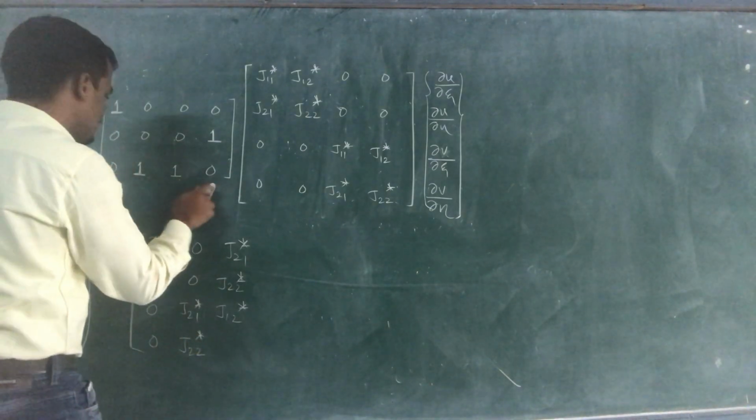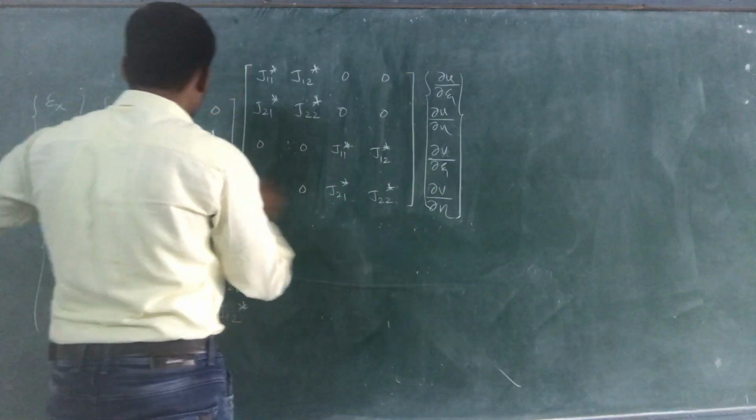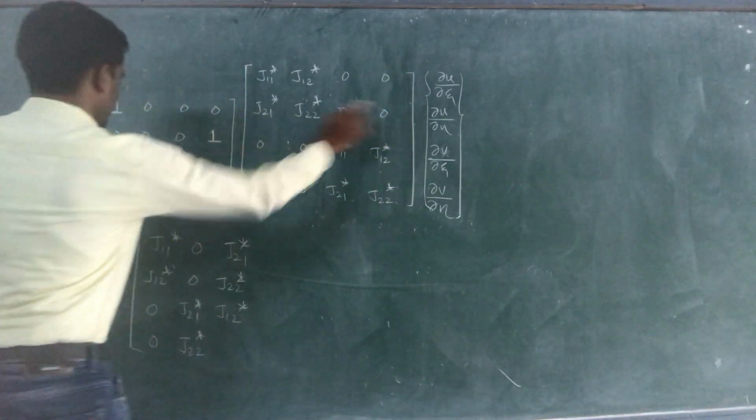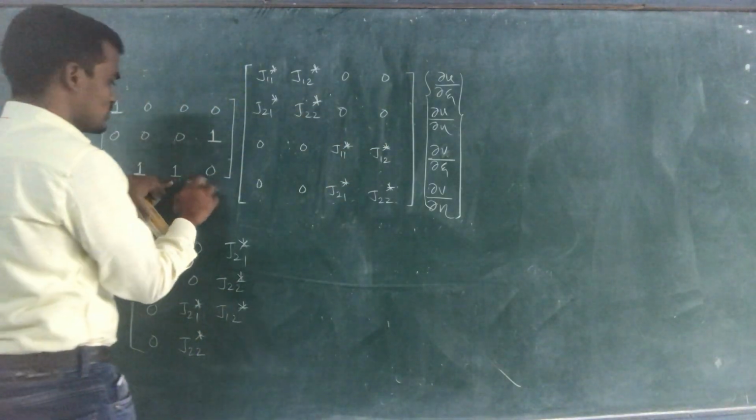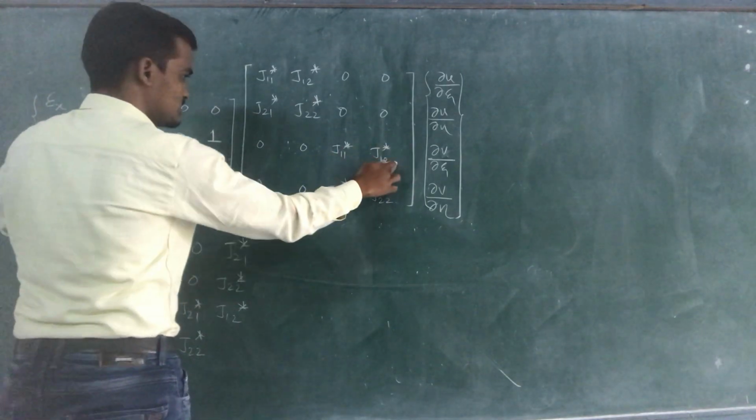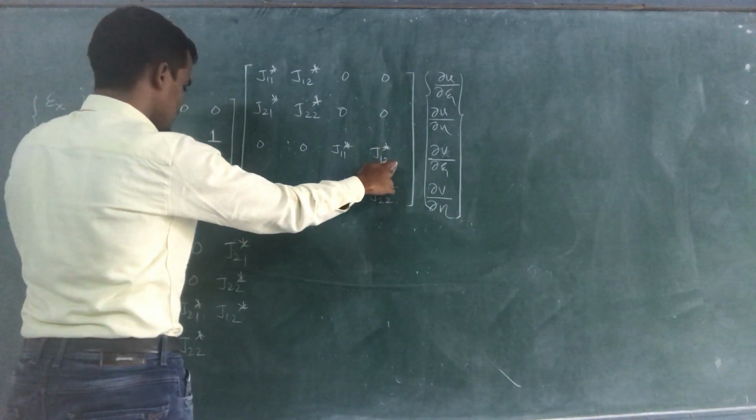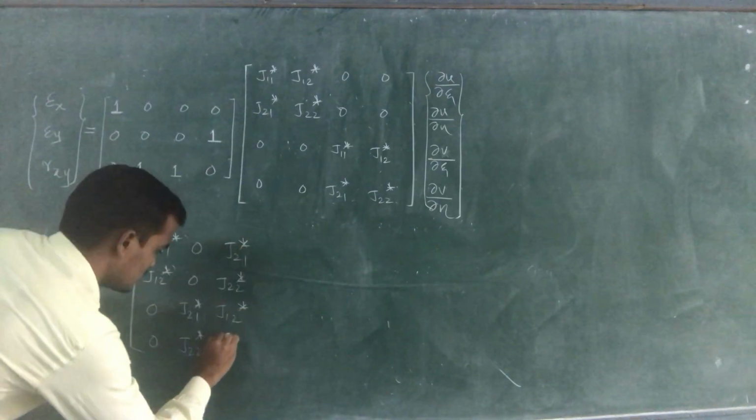And then final row, last third row, fourth column. So first two terms are 0, so here also first two terms are 0. So 1 into 0, last two terms. 1 into this, J12 star will become J12 star, other is 0. So J12 star.